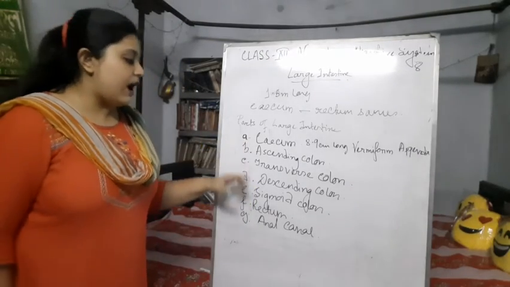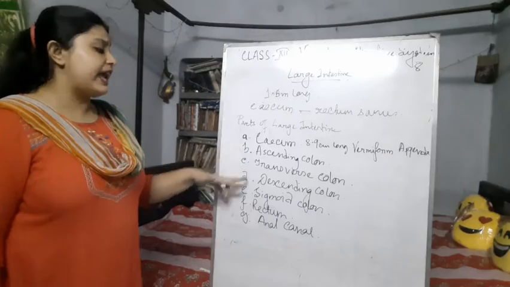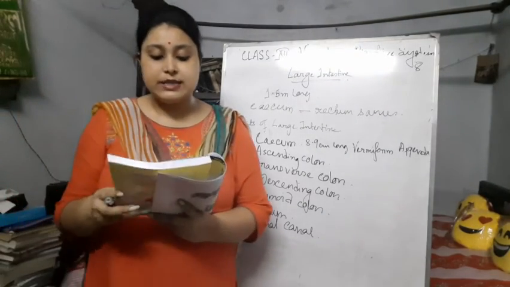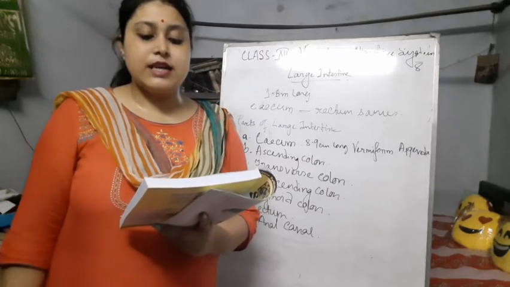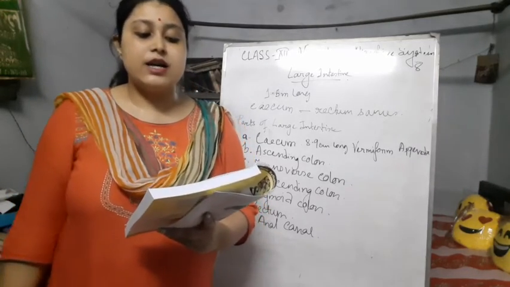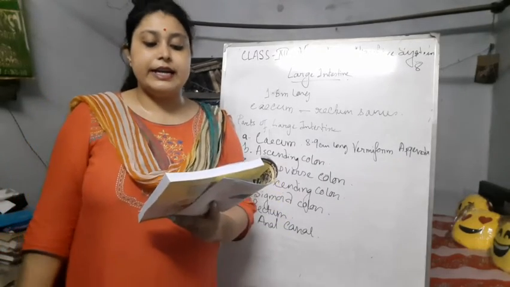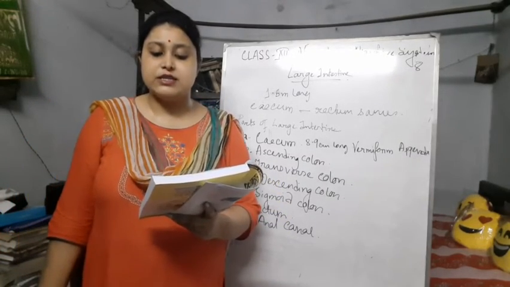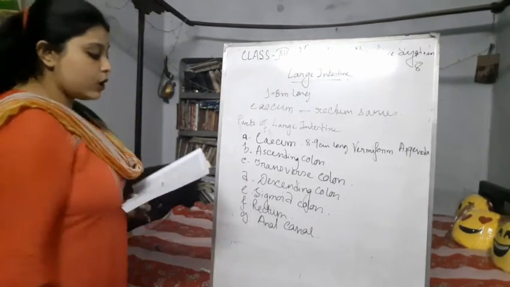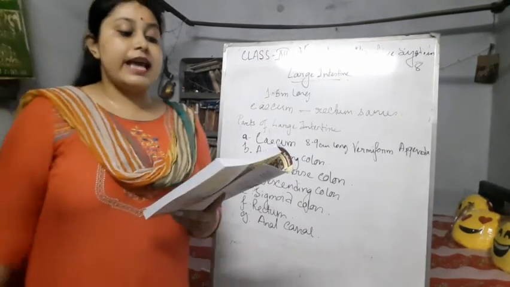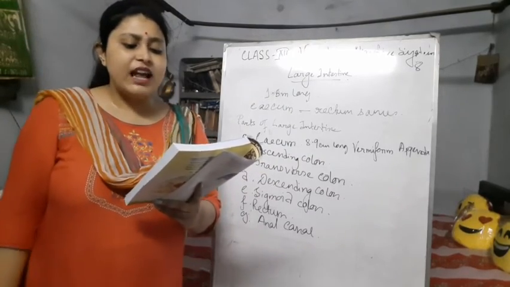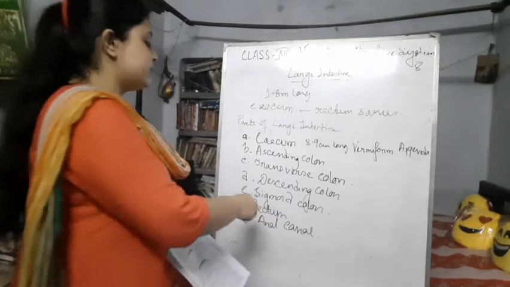So these parts come one after another. The next is the descending colon. It passes down the left side of the abdominal cavity and curves towards the midline. After it enters the true pelvis, it is known as the sigmoid colon. Here the part is S-shaped, that is why it's called the sigmoid colon, and it continues downward to the rectum.